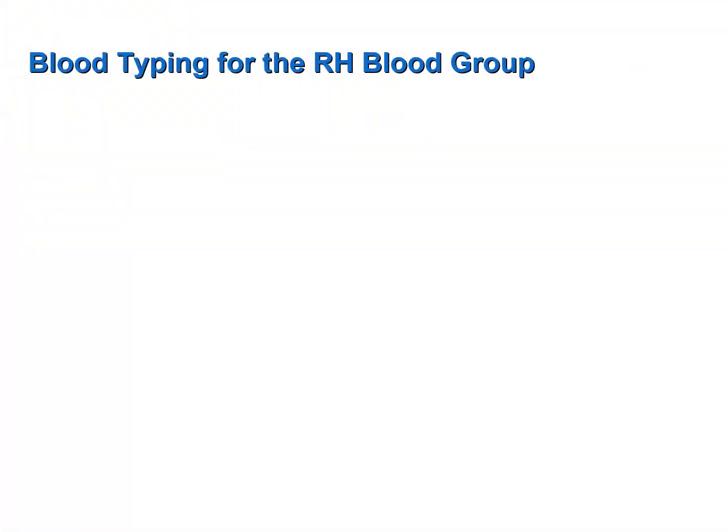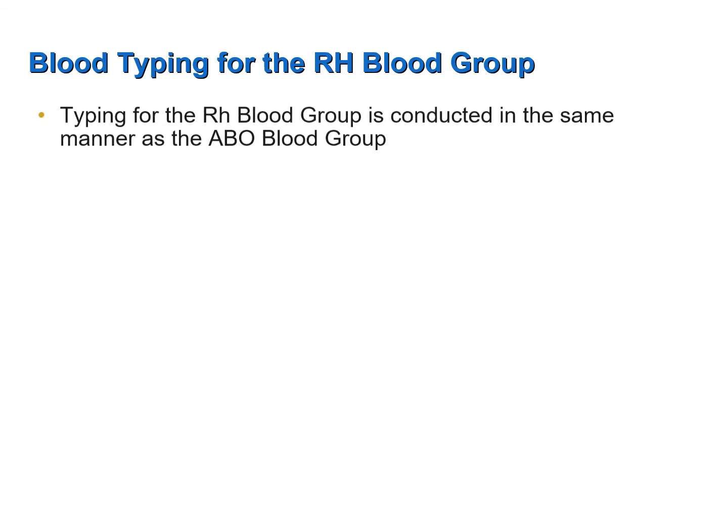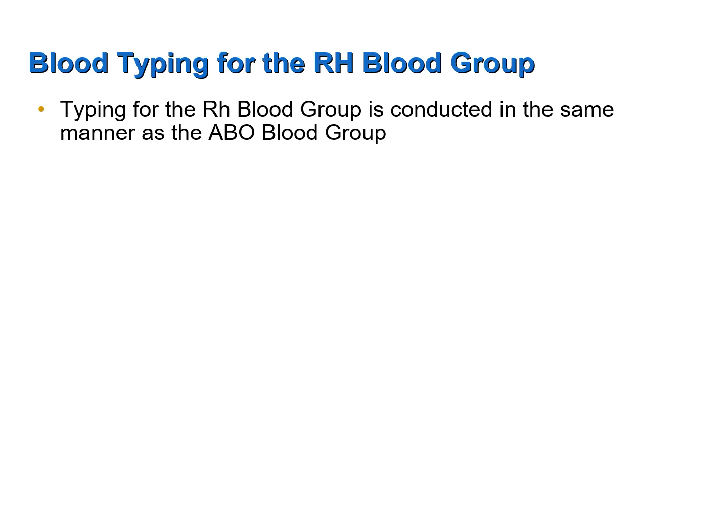Blood typing for the Rh blood group is performed in the same manner as that was used to determine the ABO blood group. We'll take samples of blood and mix them with anti-Rh serum. That is serum that contains antibodies against the Rh protein. If we get agglutination, we know that there's Rh antigen present and the individual is Rh positive. If we get no agglutination, that means there's no Rh antigen present in the blood sample and the individual is Rh negative.